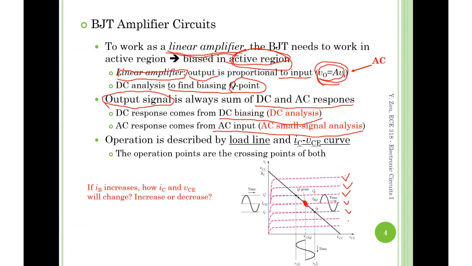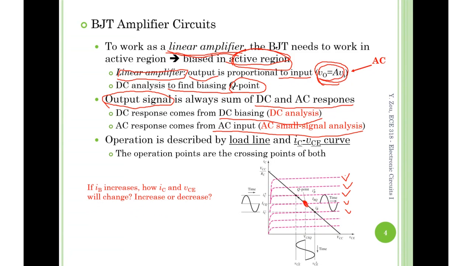And the load line is the solid black line intersecting with the bunch of IV curves. How to understand this? The load line is established by the DC circuit. The DC circuit gives you a load line. Once you have this solid black line, it intersects with the IB curves. Which IB curve it is operating at is up to the IB. IB is due to the AC input voltage.